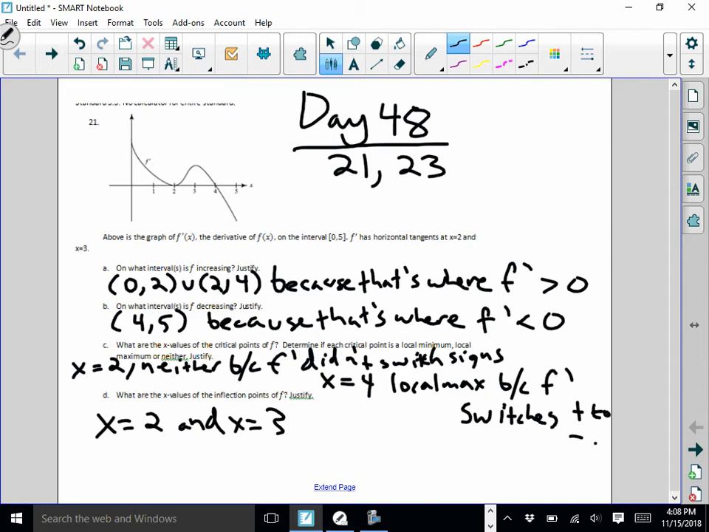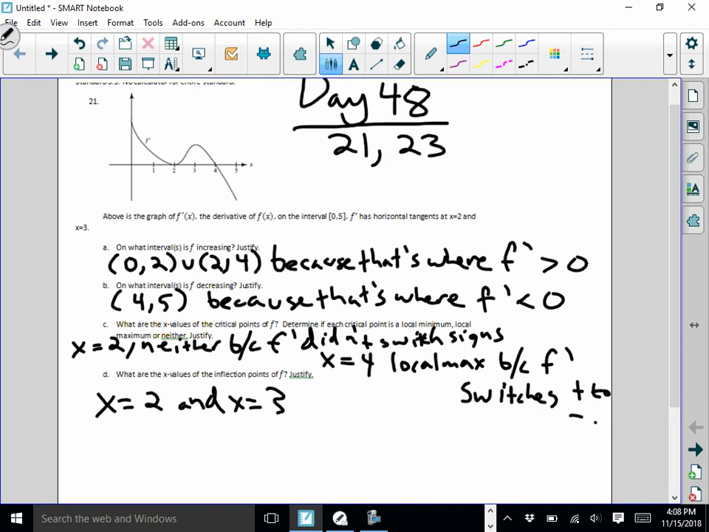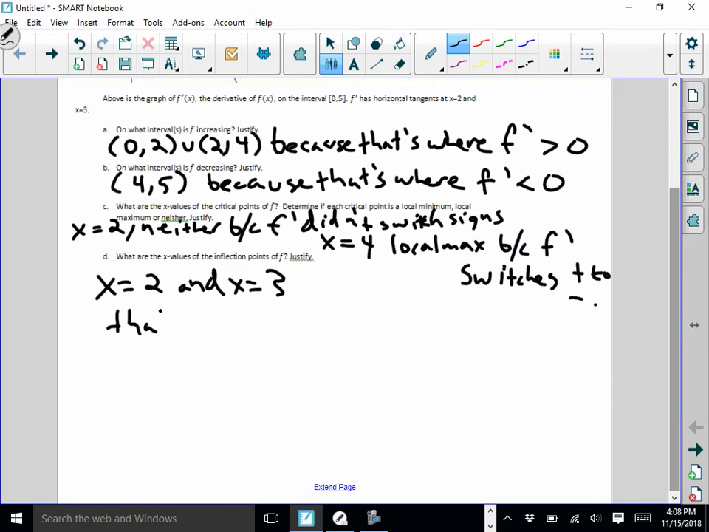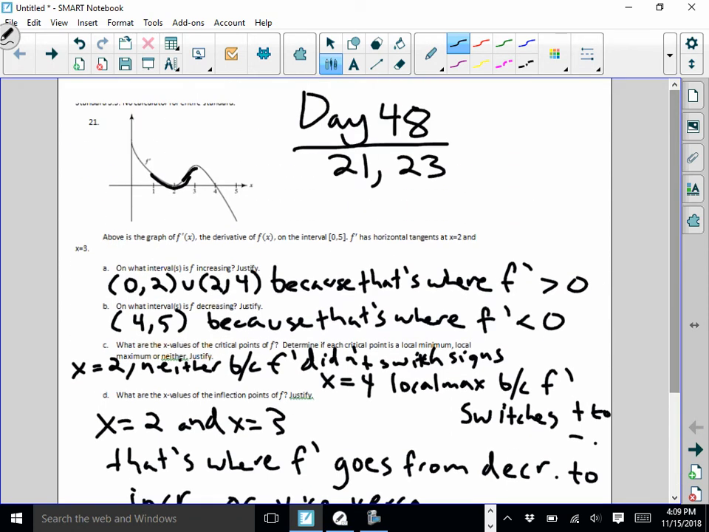My justification is, I always give the justification for the leftmost one and then do vice versa. You don't have to do that, but at x equals 2, f prime is going from decreasing to increasing. So that's where f prime goes from decreasing to increasing. Or vice versa, at x equals 3, f prime switches from increasing to decreasing. Again, I'm always looking for those maxes and mins of f prime, because they are going to be my inflection points of f, since those are the points where f prime switches from increasing to decreasing or vice versa.